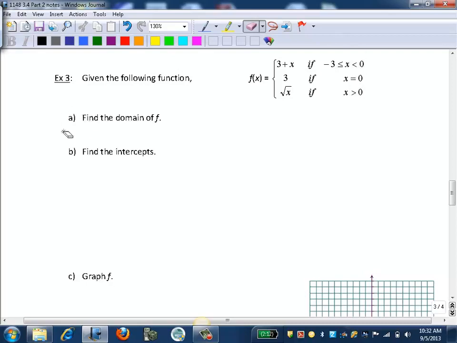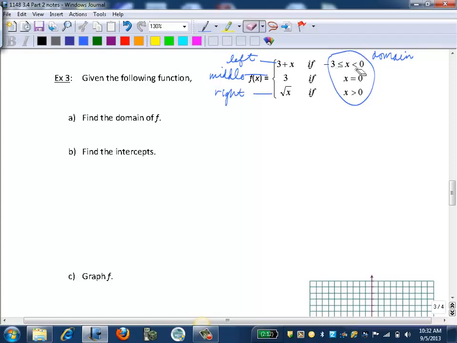So in part A, we want to find the domain of the entire function. So we need to identify the domain of each piece here, which is listed right here. So if we put all these together, this is the domain of the entire function. So just to help you visualize and start thinking left to right, again, these generally go left piece, middle piece, and right piece. So we've got left, middle, and right.